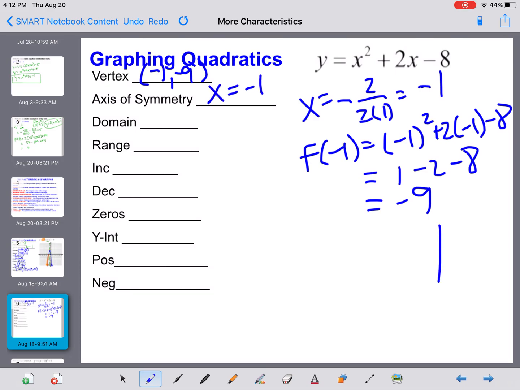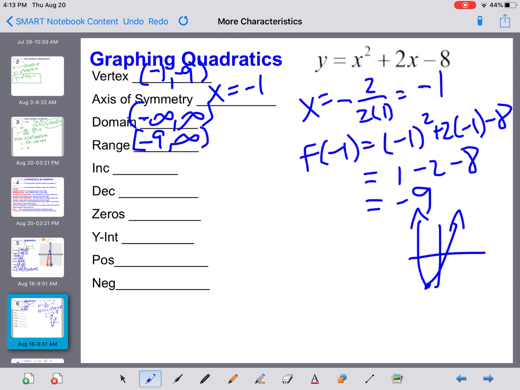If we do a quick sketch of this, we're at (-1, -9), which is down here, and we're going to open up, so it's going to look something like that. And we just need that general idea to know when the function turns, when it's above the axis and whatnot. So looking at the domain, like I said before, it's -infinity to infinity. Our range, since we are opening up in this case, our lower bound is going to be the y value of the vertex to positive infinity, and we're going to include the -9.